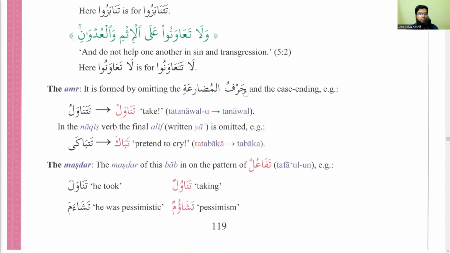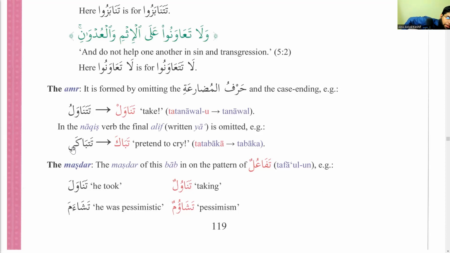And the amr is also formed by halful mudari. You delete the ta or whatever, and the case ending, like tanavalu. Oh, sorry, tatanavalu. You'll chop the ta and the dhamma. Tanaval. There's no need for hamza. Tanaval, take or eat. Tanavalu ta'am. And naqis, you drop the ya also. Tabaka or tatabaka, you are pretending to cry. You say tabaka, pretend to cry.